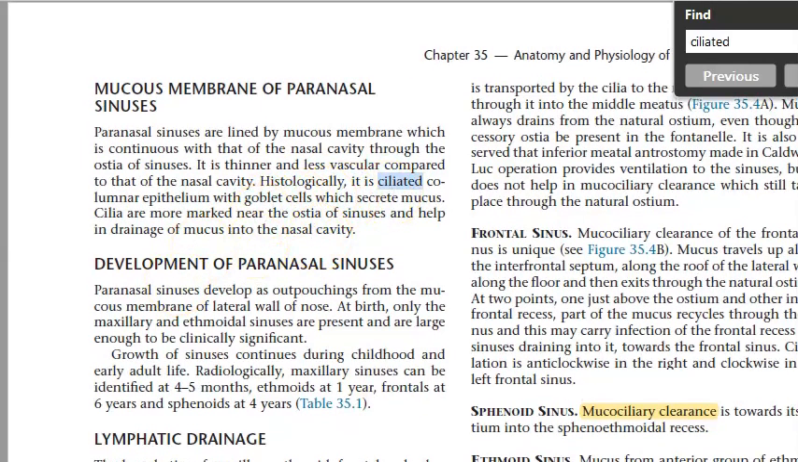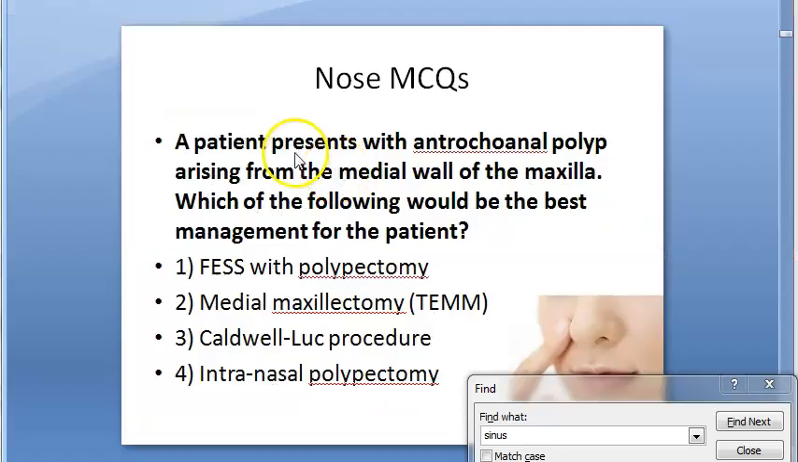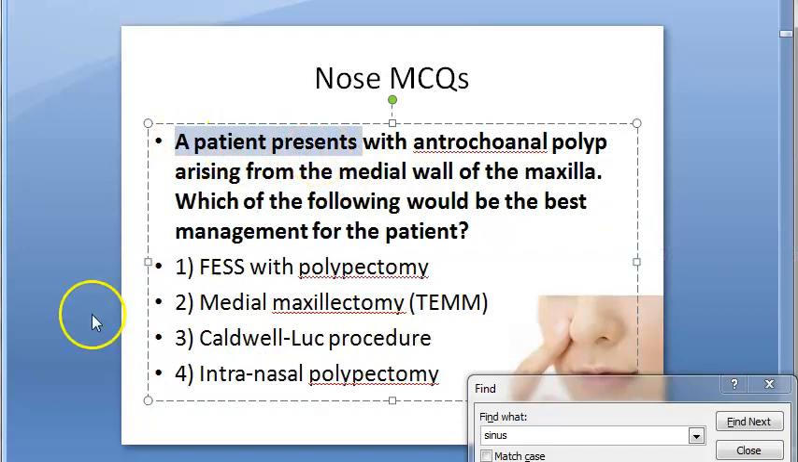Okay, so what is it? Ciliated columnar epithelium with goblet cells. Some extra words here, with goblet cells which secrete mucus. Okay, cilia are more marked near the ostia of sinuses and help in drainage of mucus into the nasal cavity. That is the job of the cilia. Look at this one. A patient presents with antrochoanal polyp arising from the medial wall of the maxilla. Which of the following would be the best management for the patient?